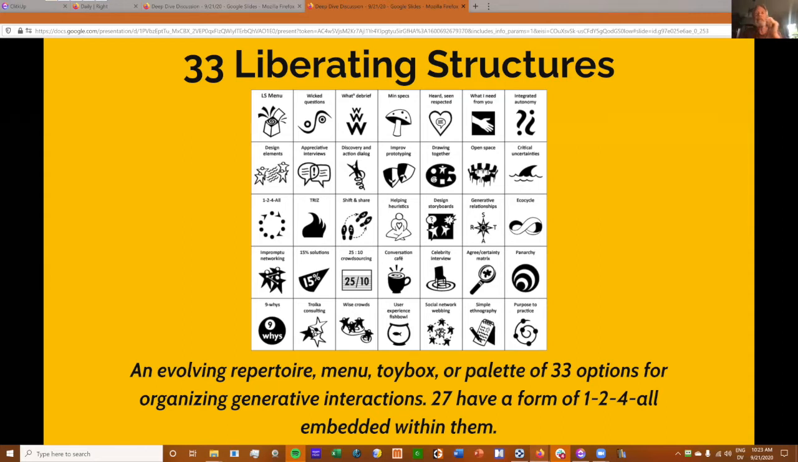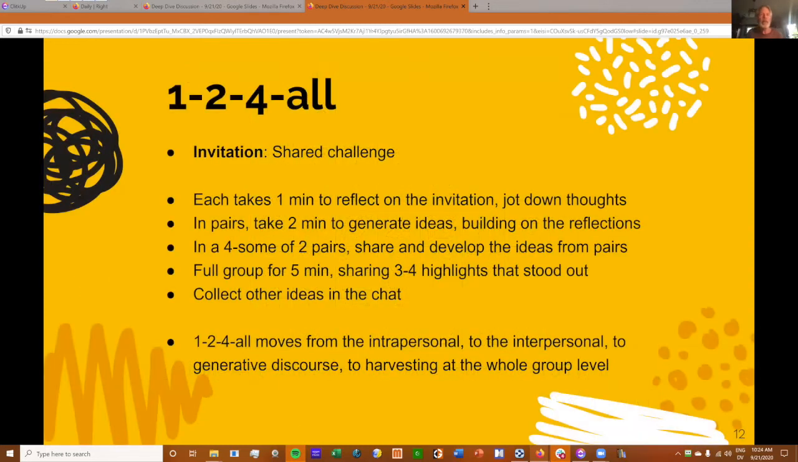Interesting thing is that the basic liberating structure is a 1-2-4-all format. You can go to the next slide, Christine. Thanks. Basically you have some kind of a shared challenge, and each person takes 1 minute just to reflect on that challenge. So you are individually thinking about that for just a minute. And then you're put into pairs for just a couple of minutes and you get to share what's going on in your mind about that. You're generating ideas, you're building on those reflections.